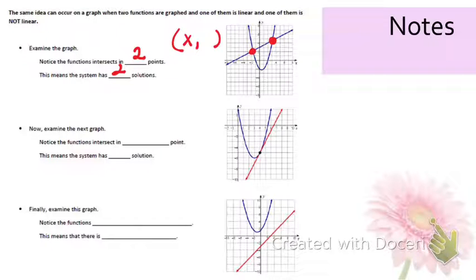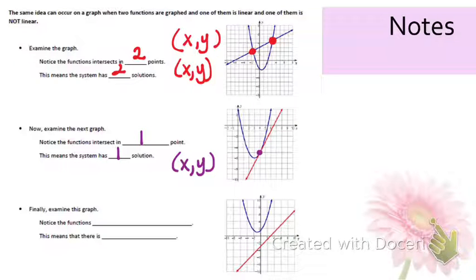When we write our solutions, we're going to write them as ordered pairs. X and Y, X and Y. So there will be two solutions for this first example. For the second example, notice that that line only touches it one time, at one point. So it has one solution.